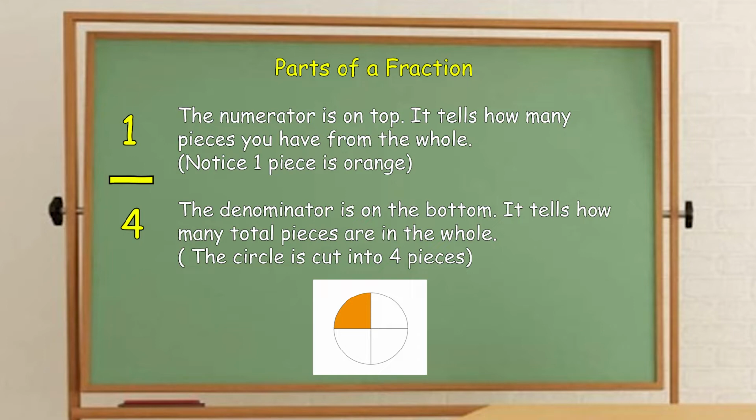For example, if we were to look at a circle that's divided into 4 pieces, one piece is shaded simply because the numerator is 1. At the bottom, you have the denominator. This tells us how many pieces the shape is divided into. For example, we're looking at the same circle. The circle is divided into 4 pieces. That's because the denominator is 4.